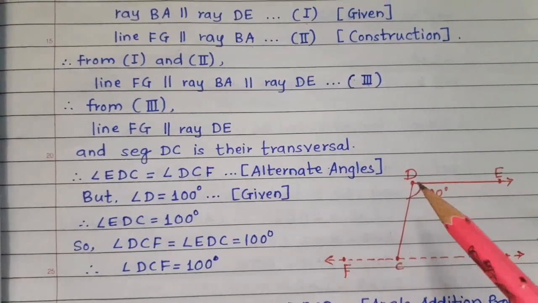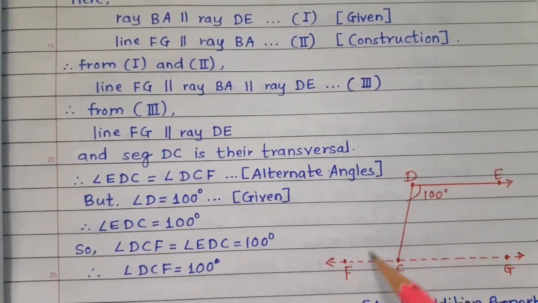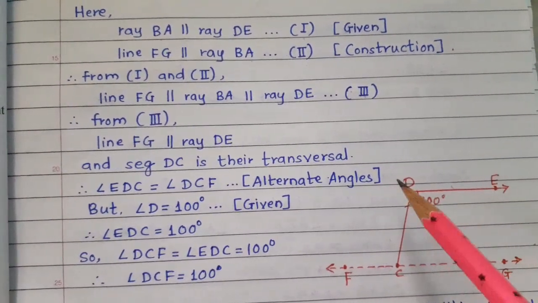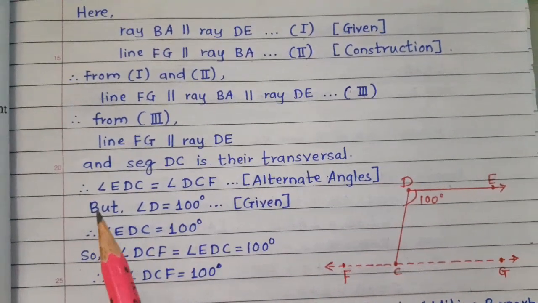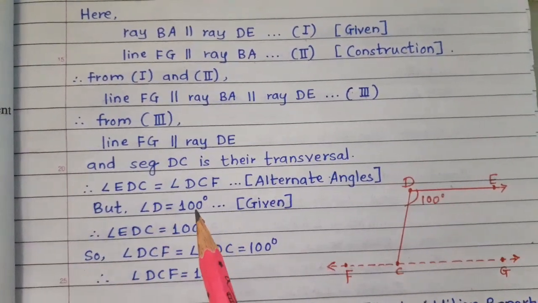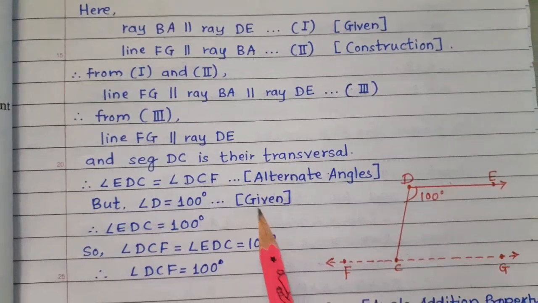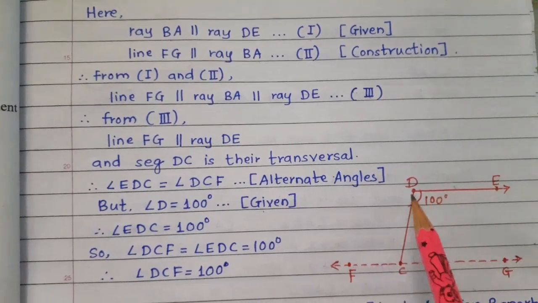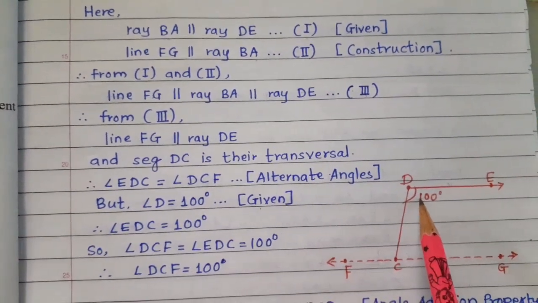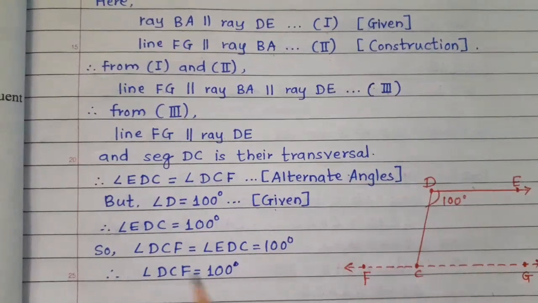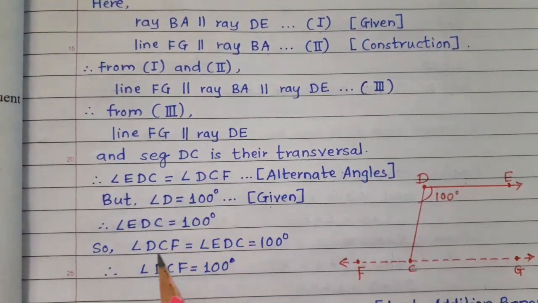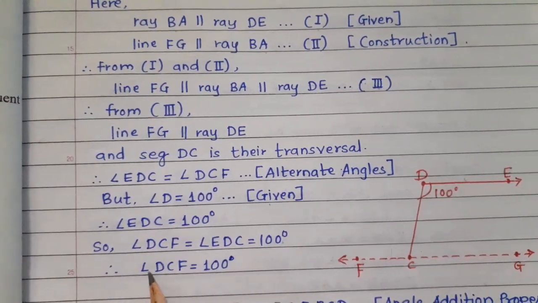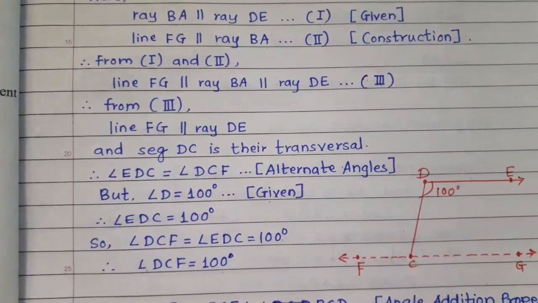EDC and DCF, these two angles are alternate angles and they are equal because FG is parallel to DE and DC is their transversal. But angle D is 100 degrees, it is given. So the measure of angle EDC is also 100 degrees. So DCF is equal to EDC is equal to 100 degrees. Therefore angle DCF is equal to 100 degrees.